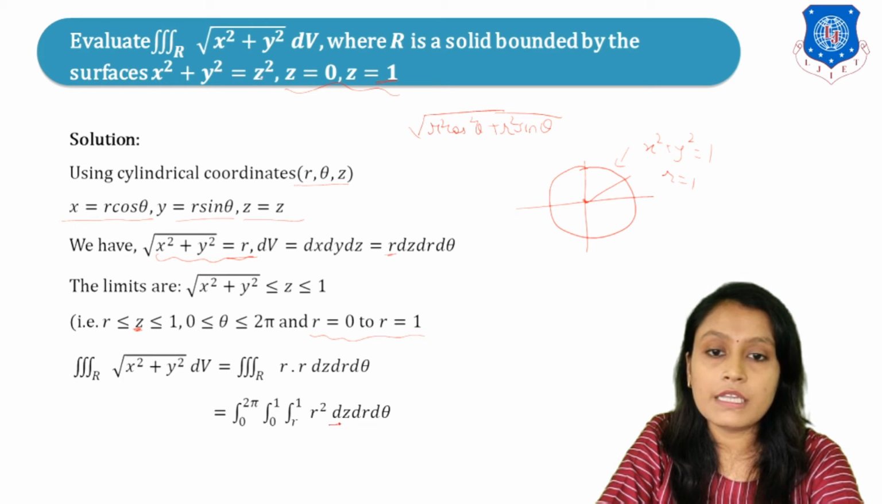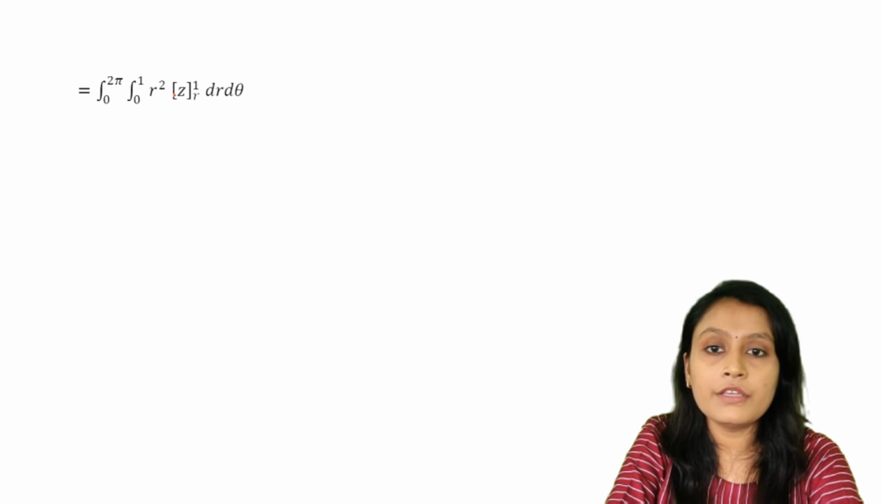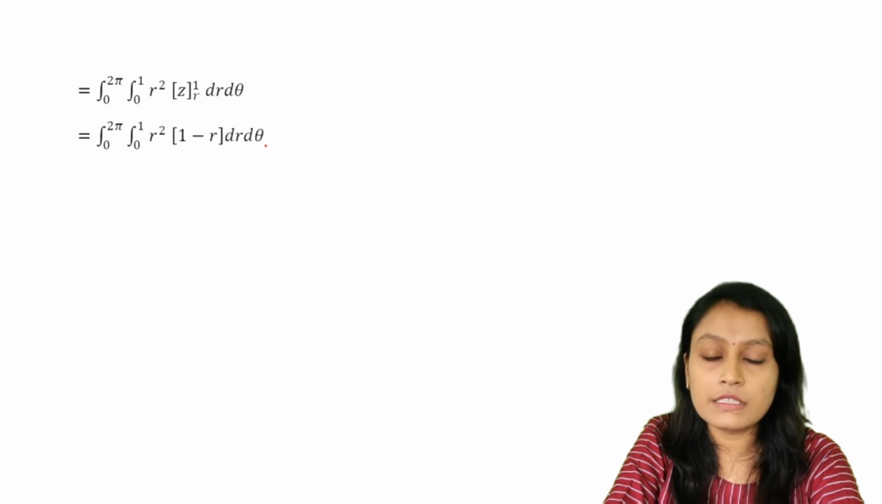So firstly we will integrate with respect to z, and we will keep r and theta constant. So what you will get here: z, and the limits are r to 1, dr d theta. Okay, substitute the limit, so you will get integration 0 to 2 pi, 0 to 1, r square into 1 minus r dr d theta.